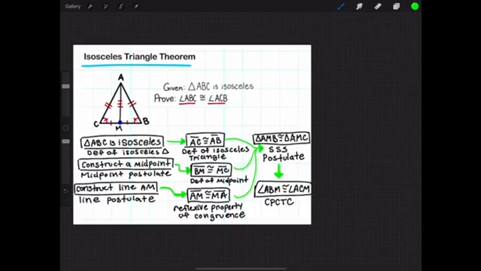So as your final step, you write in your proof that angle ABM is congruent to angle ACM by CPCTC. And with that, you've proved that the base angles are congruent. And that also proves the isosceles triangle theorem.